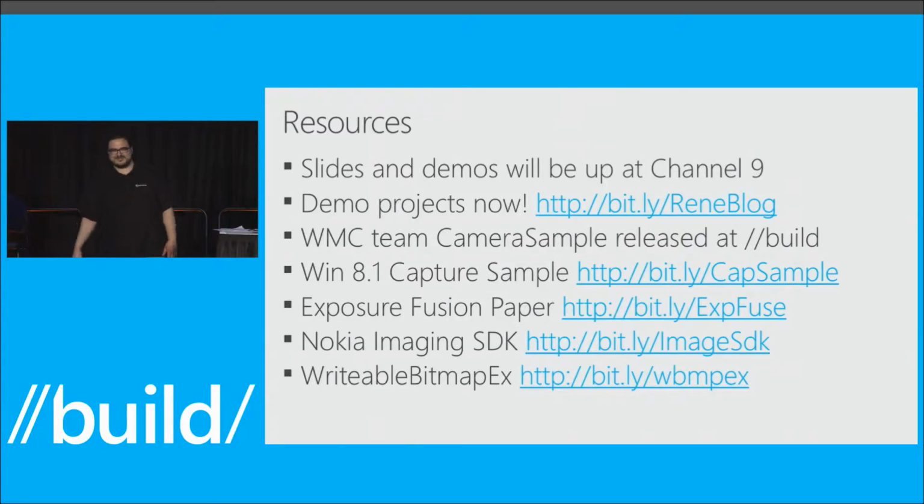And a link to my WriteableBitmapEx library. I used it in the last demo, where I had the writable bitmap to easily save it to a JPEG stream. I have some helper methods in that library which can help for certain scenarios when you deal with writable bitmaps. Check it out if you have such scenarios.